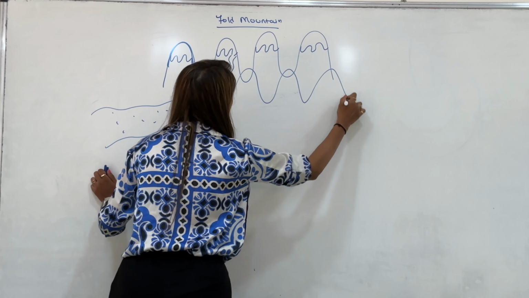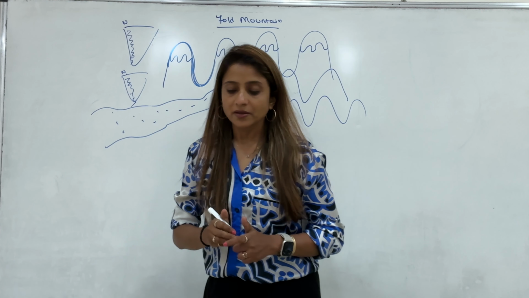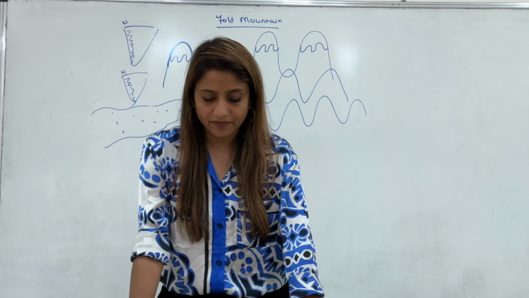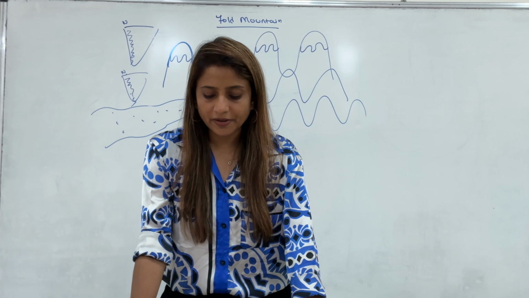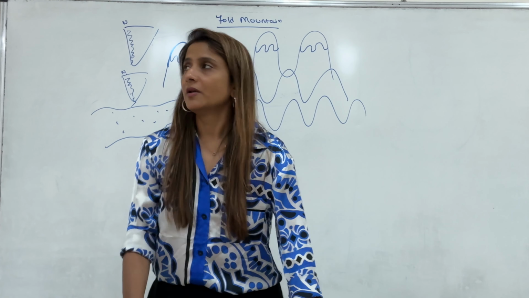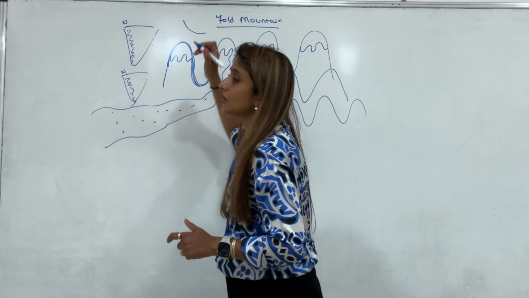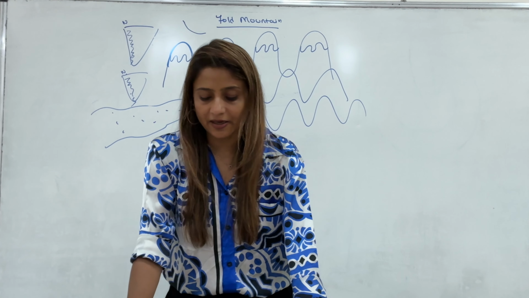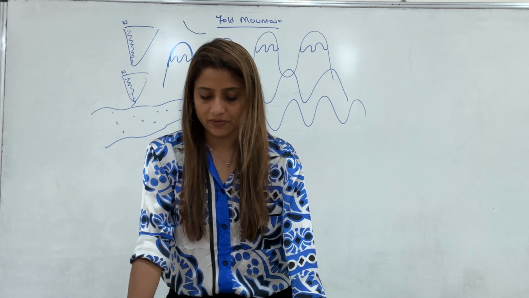Let's say this is South America. Here we have, say, North America, we have Rockies. Here we have Andes. So if you see Rockies and Andes, their alignment is north-south. But if you see Himalaya, Himalaya is like this. It has got east-west alignment. Himalayas alignment is east-west. Other mountains' alignment is north-south.